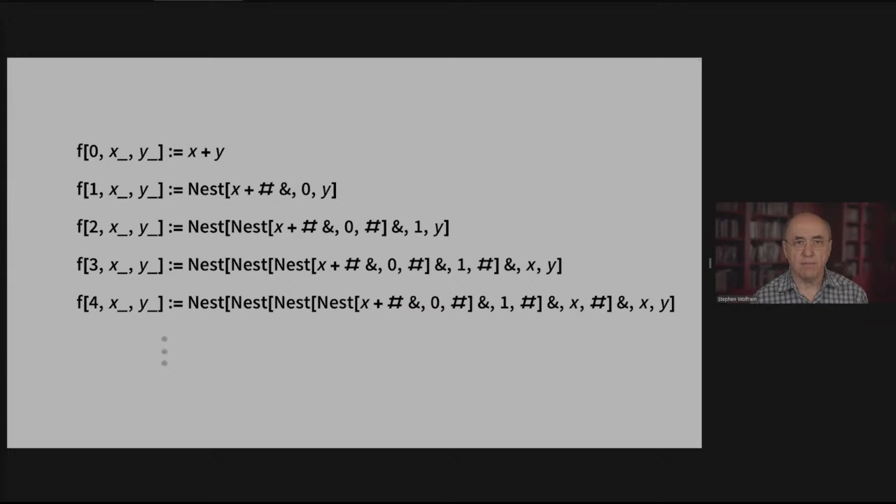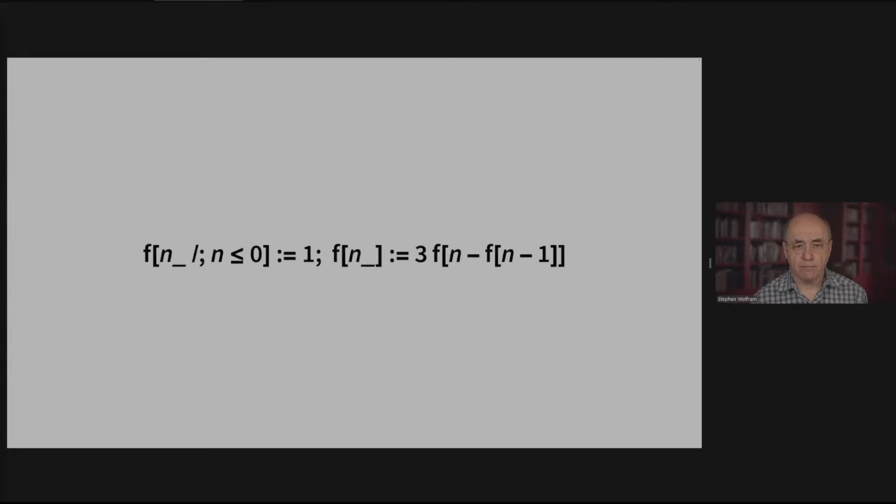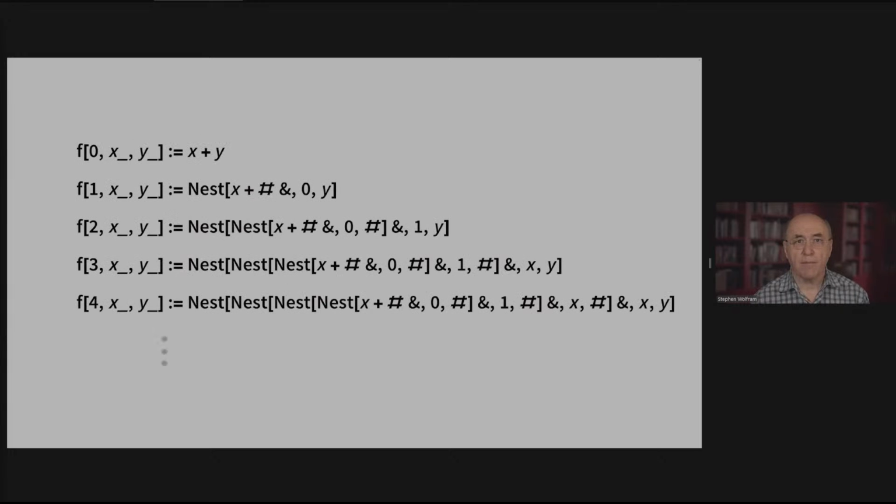Something got left out here. Oops. Well, at least in this form, f of m x y involves m nestings. But a given primitive recursive function can only involve a fixed number of nestings.